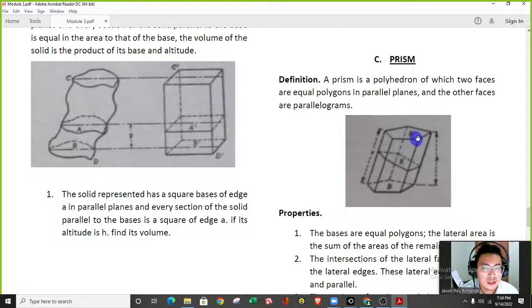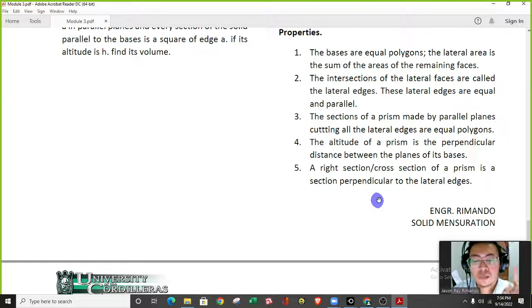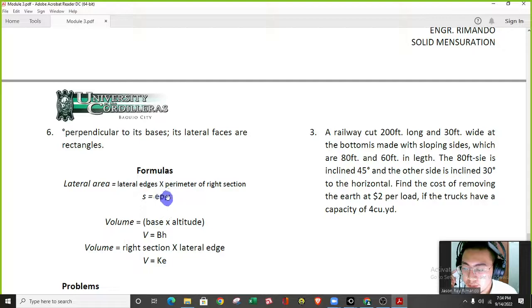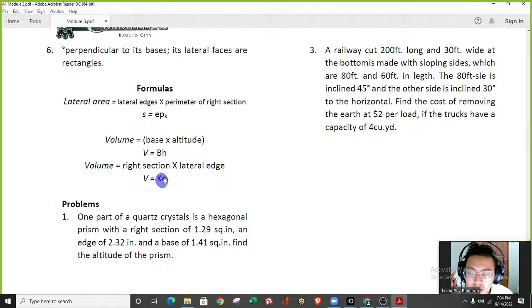Your total distance doon sa taas, o kaya doon sa baba. Basta perimeter of your base. So, volume, same pa rin. Base times height. Meron din tayong naidagdag, right section multiplied by lateral edge.